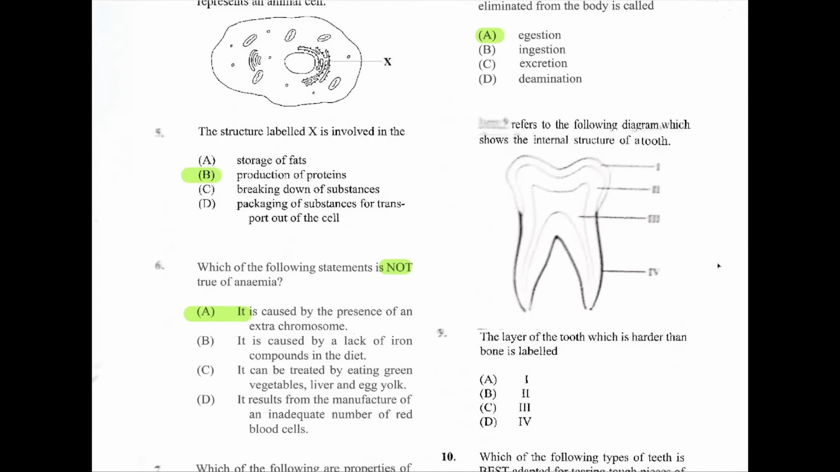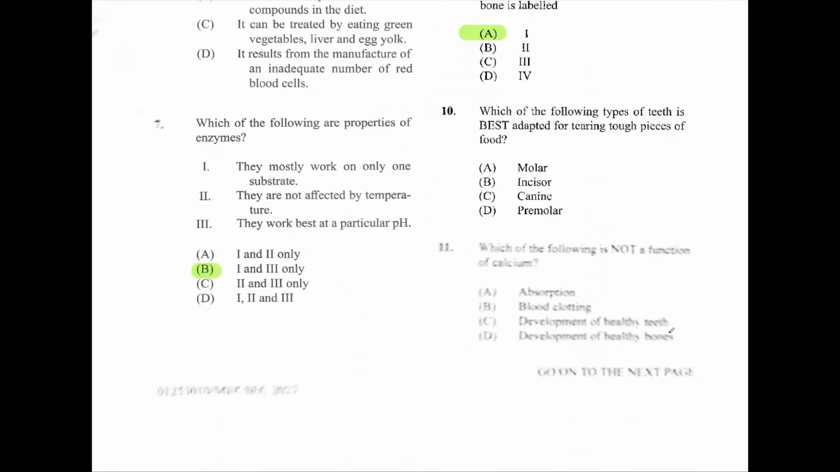Item 9 refers to the following diagram, which shows the internal structure of the tooth. The layer of the tooth which is harder than bone is the outermost layer above the gum line, which is 1. So 9 is A. Question 10, which of the following types of teeth is best adapted for tearing pieces of food? This is not my favorite question. The answer is C, canines.